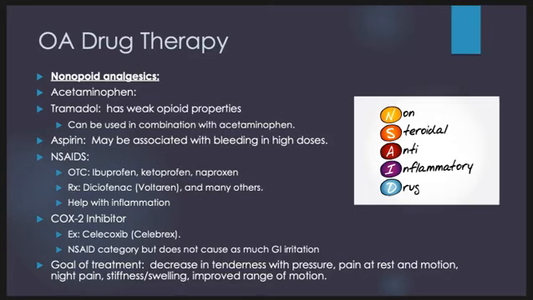Okay, so drug therapy for osteoarthritis. There are non-opioid analgesics that we can use, such as acetaminophen. This is the recommended primary drug of choice for osteoarthritis to treat pain. Usually one is not to exceed 4,000 milligrams per day. Patients can take 1 to 2 tabs every 4 to 6 hours as needed.